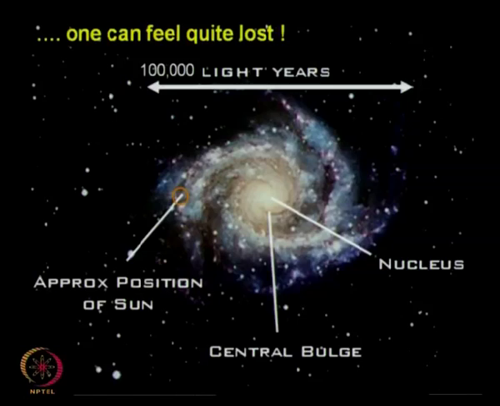This is our own Milky Way, as we call it, and in our Milky Way we are somewhere toward the exterior. This is the approximate position of our sun, and our planetary system is somewhere over here.